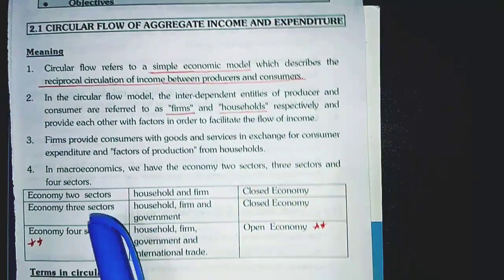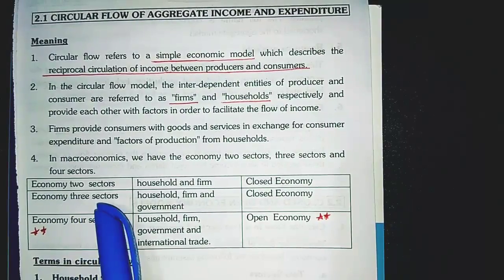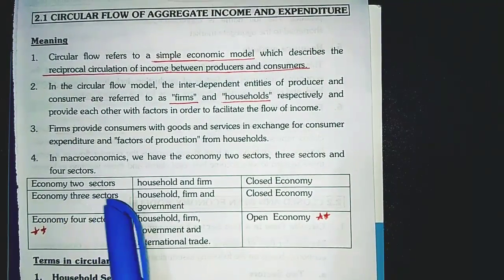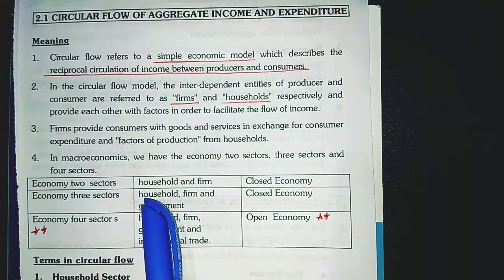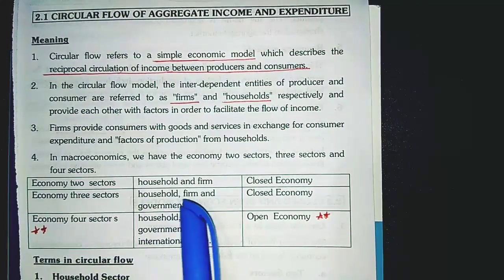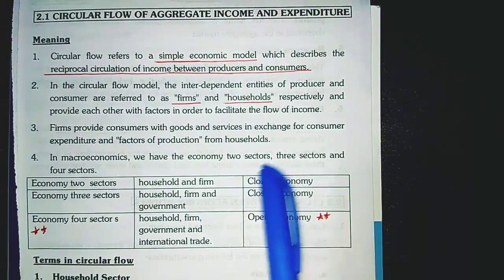Now we are having three different models. First one is the economy of two sectors. In this there will be only two entities, one is a household and another is a firm. This two sector model we are going to call as the closed economy.